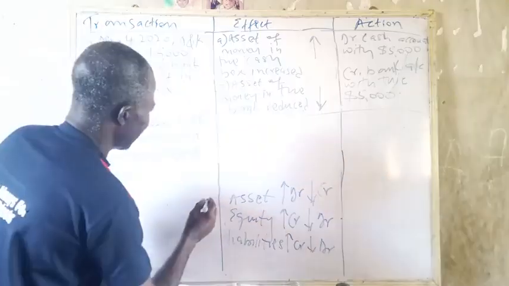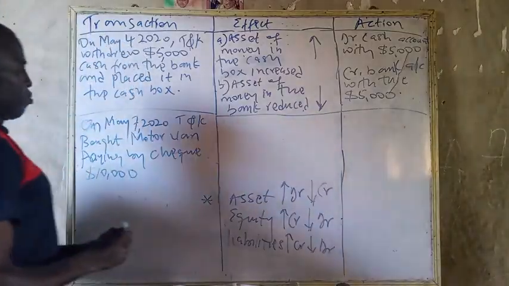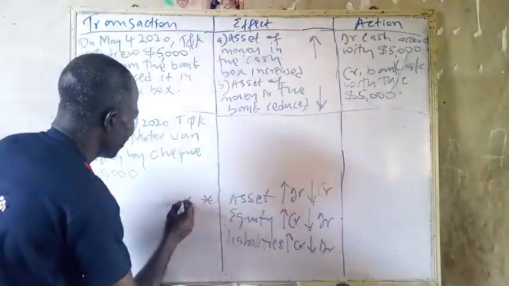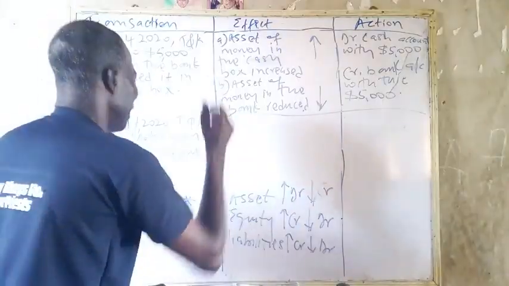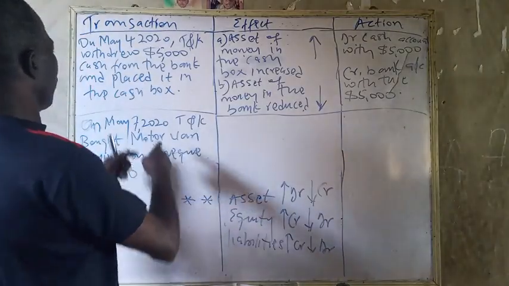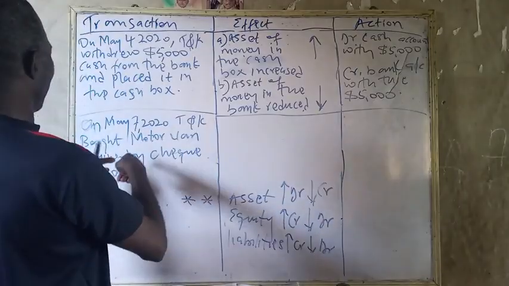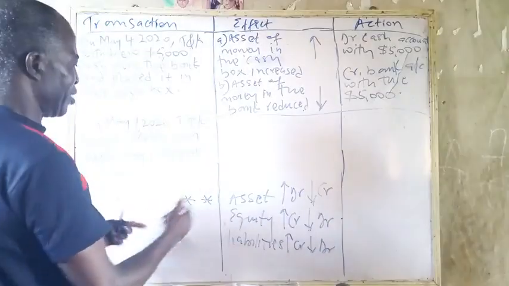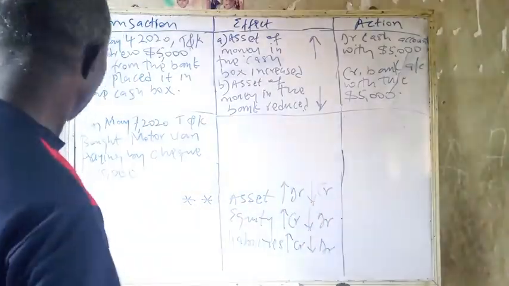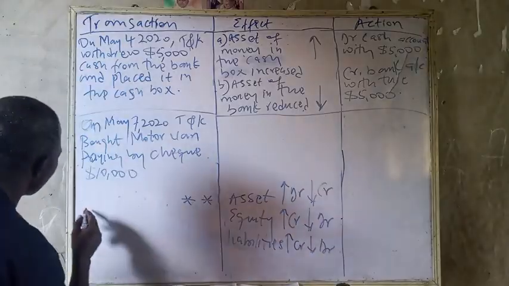Motor van is an asset. Then money in the bank is also an asset. The assets of the motor van increase. The assets of money in the bank decrease. That's so. Then let me demonstrate with accounts again.